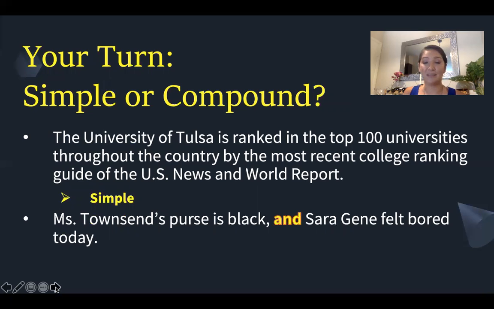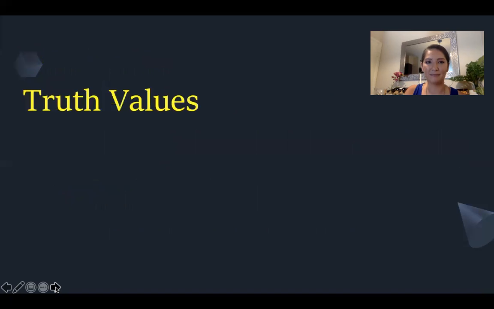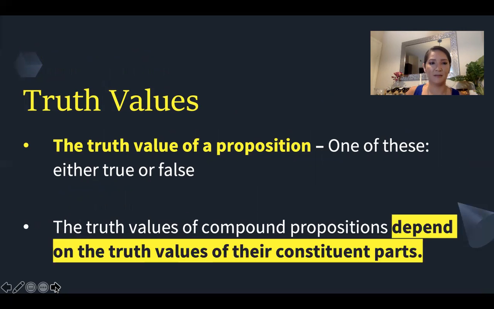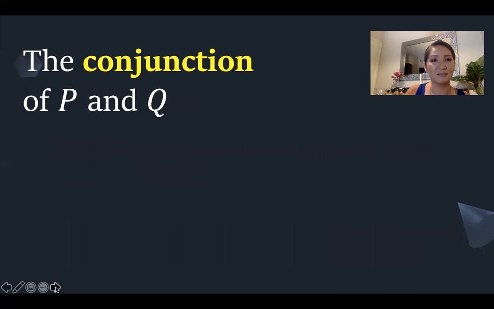Miss Townsend's purse is black and Sarah Jean felt bored today. That is a compound proposition. Whether or not it's true or false depends on whether my purse is actually black and whether or not Sarah Jean felt bored today. Okay. Now the truth value of a proposition is just one of those: it's true or false. We call that its truth value. And as I said before, the truth values of compound propositions depend on the truth values of the constituent parts.